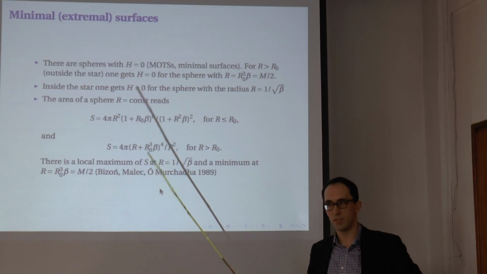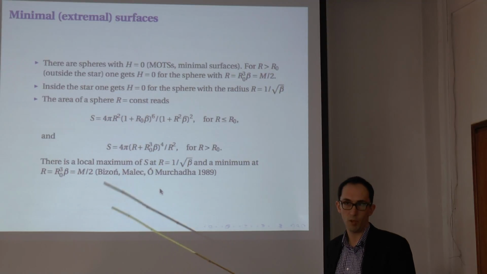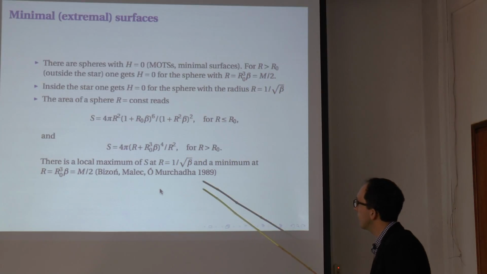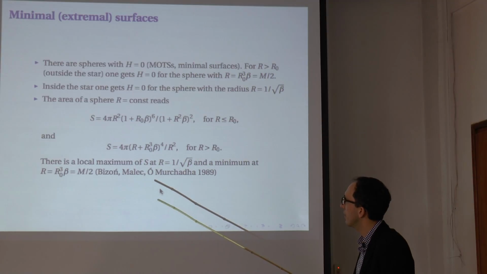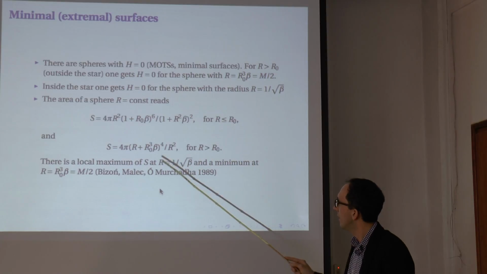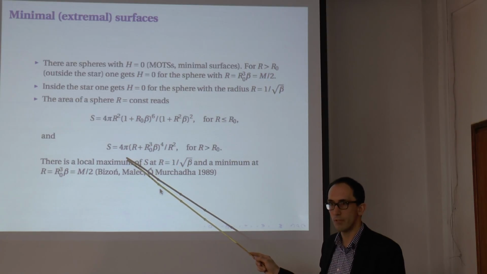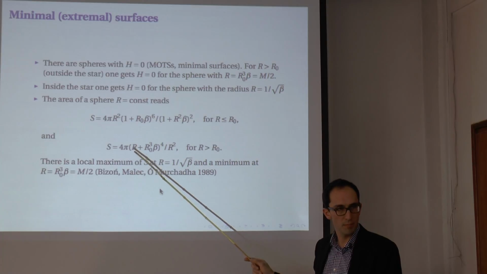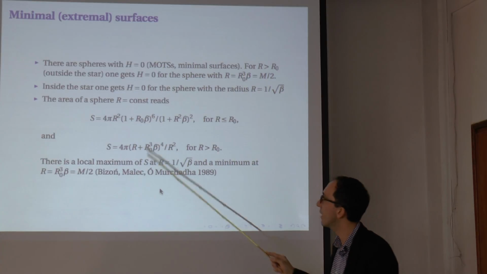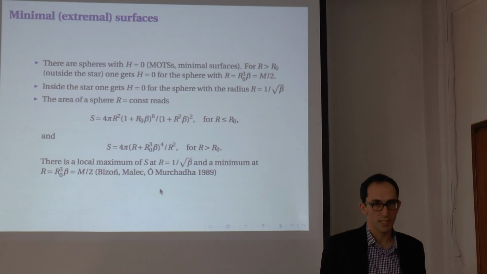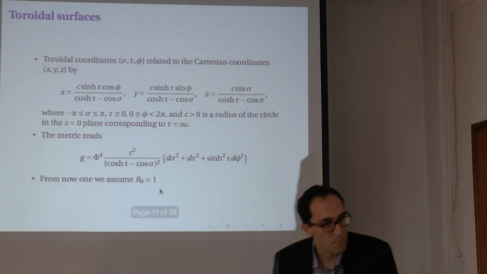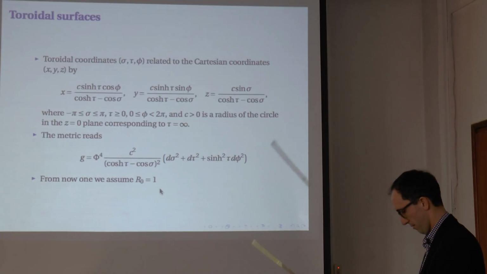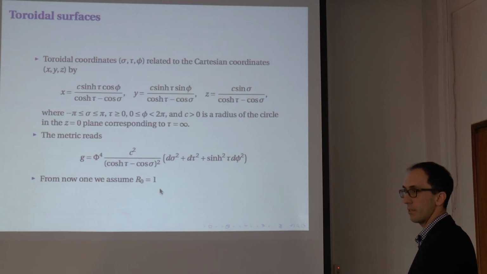It's an outermost horizon, so to speak. But the one at r being 1 over square root of beta is a local maximum of the area of the sphere. So it's a minimal surface in the sense that it has vanishing mean curvature. It's a MOTS, but it's unstable in the sense that was described before. Now, I promised toroidal spaces, and that's where nice things start to happen.